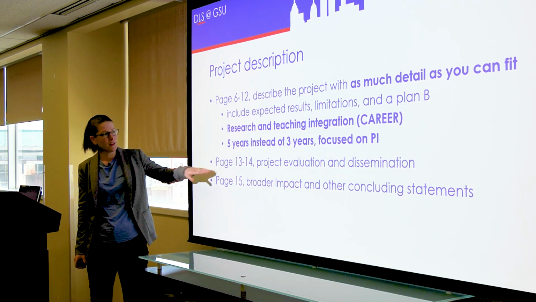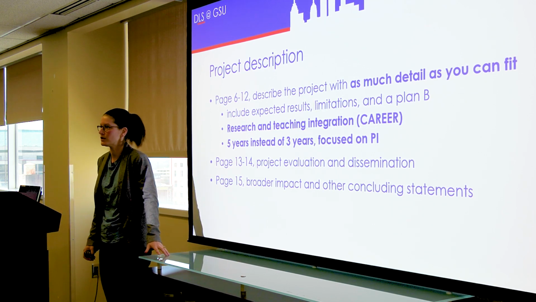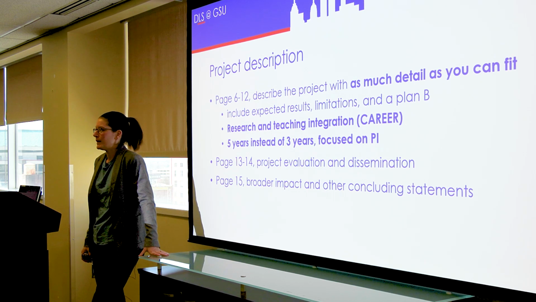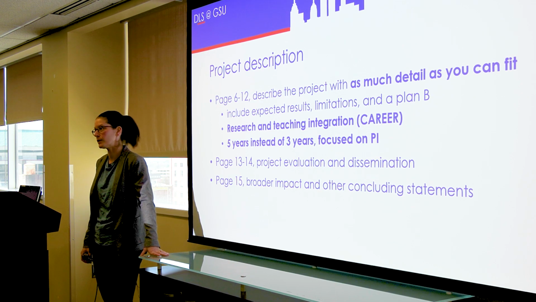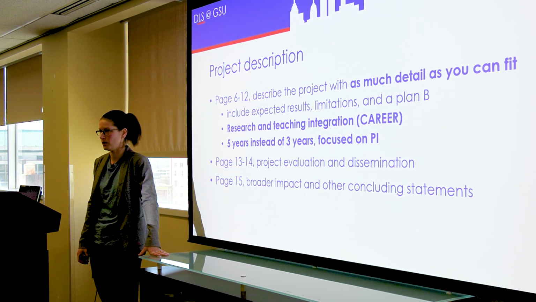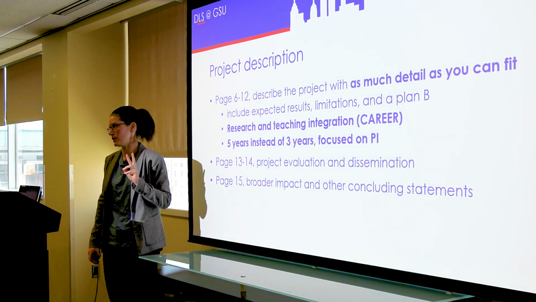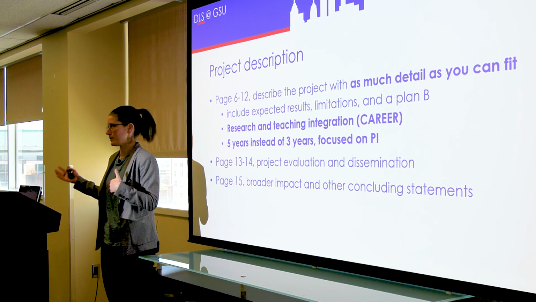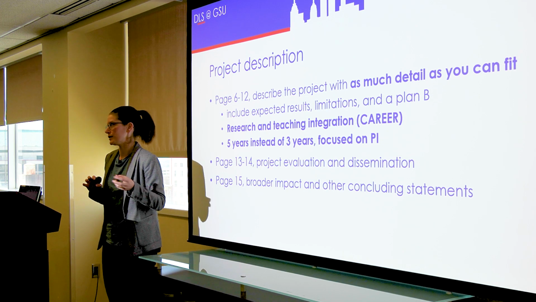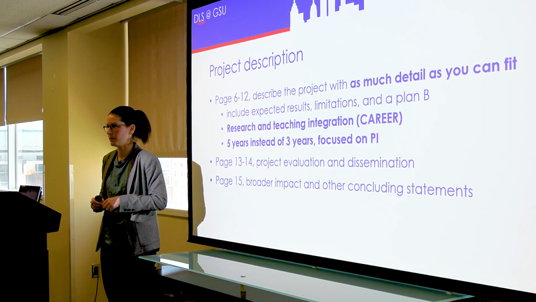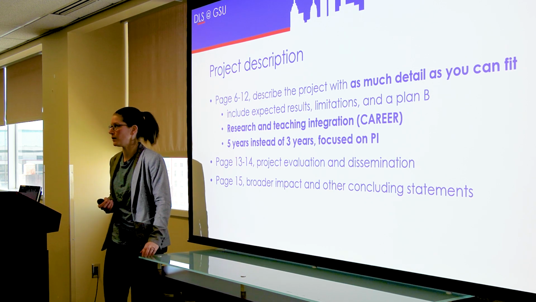So page 13 through 14 reserved for project evaluation and dissemination. I think a lot of people miss the project evaluation part of the proposal. For a career proposal, I highly recommend an advisory board. Basically, there's two options in project evaluation. There's an advisory board, which is made up of a few different people with expertise in the area, or there's an external evaluator. So if you're doing a large scale up, or especially a really large quantitative project, then an external evaluator might be appropriate.